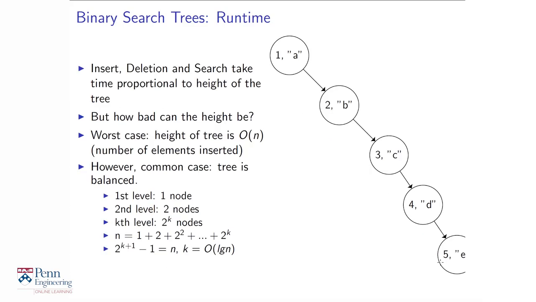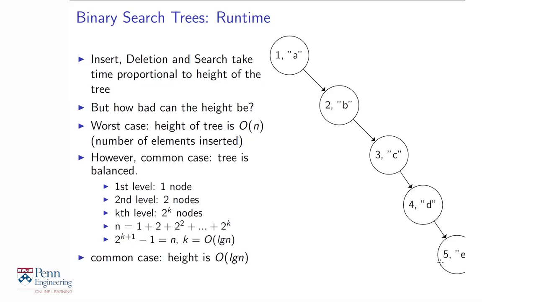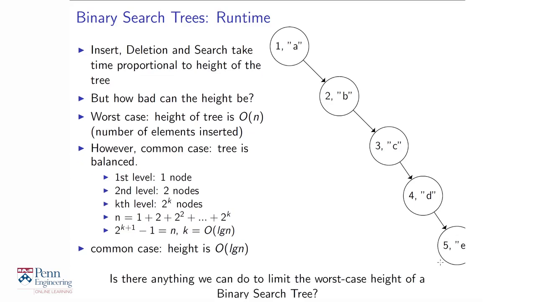But in the common case, it's not so bad. The common case is that, again, it's a binary tree, and if there are lots of nodes at each level, you expect the height to be about order log n. And in fact, there are a couple of things we can do to ensure the common case is really the correct case. How can we get the worst case height to be order log n?